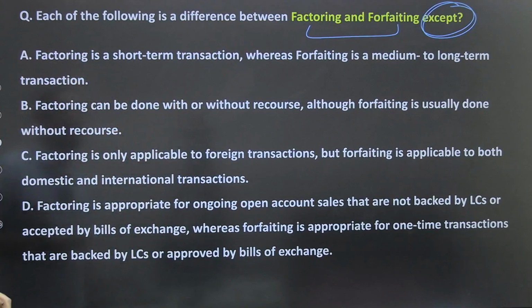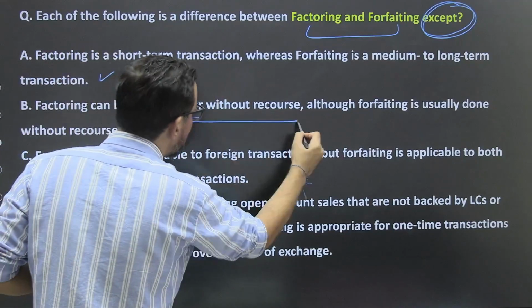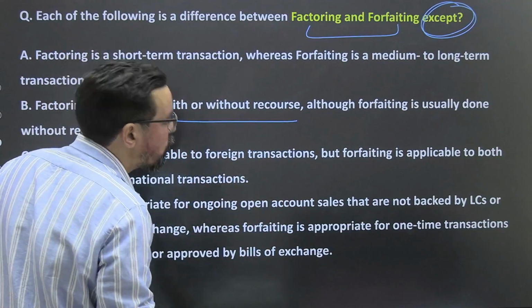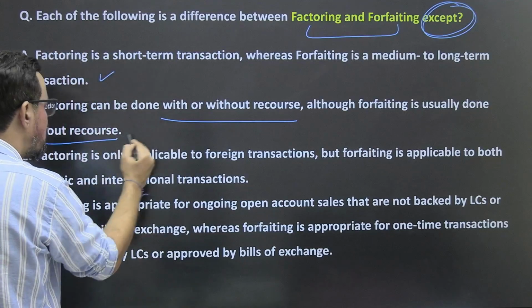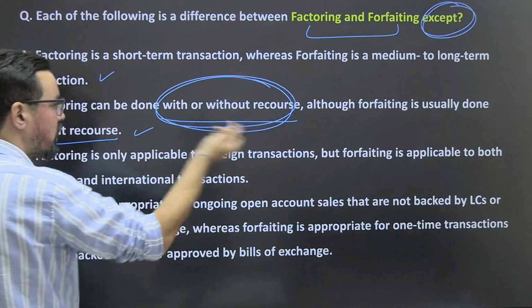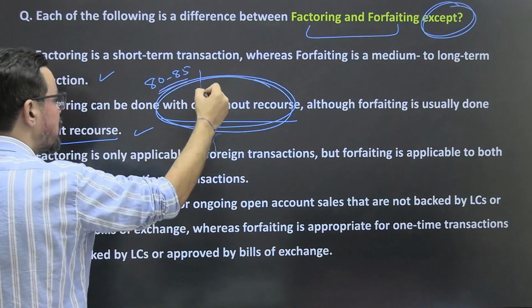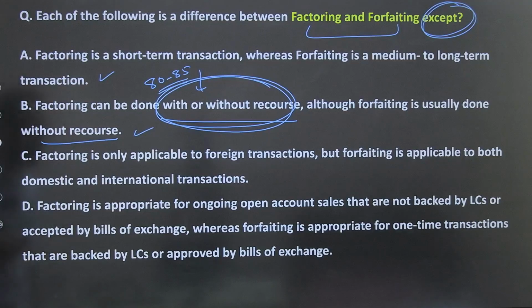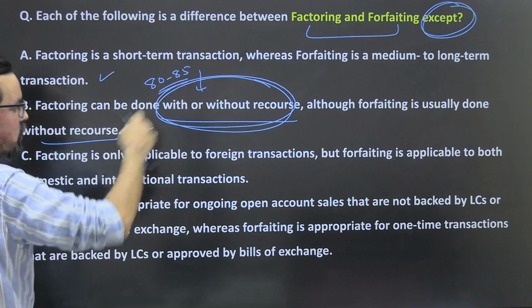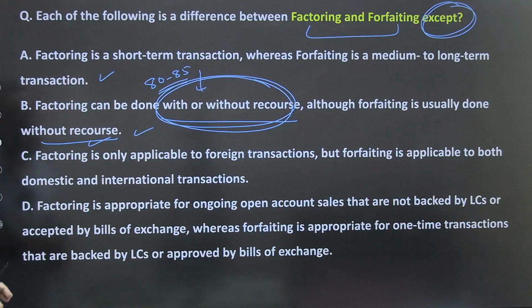So factoring is a short-term transaction, whereas forfaiting is medium to long-term. Fact, this is true. We have to find out the incorrect one. Factoring can be done with or without recourse, although forfaiting is usually done without recourse. With or without recourse means with collateral or without collateral, and here, since only 80-85% is discounted, the remaining is generally worked out, and a guarantee may or may not be required. Forfaiting is always backed by the LC, so no guarantee is required. Okay? So this is also true.